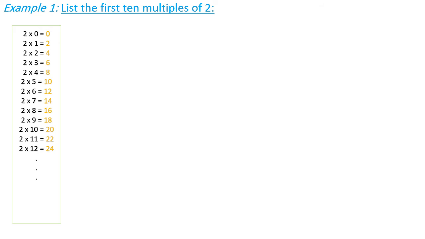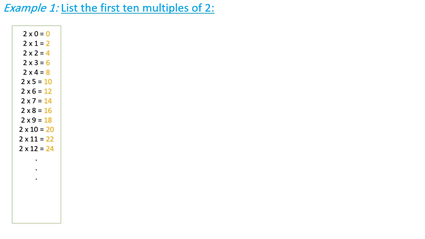The first multiple of 2 is 0. 0 is the first multiple of all numbers. 0 is the multiple of all numbers, since any number times 0 equals 0. What is the second multiple of 2? The second multiple of 2 is 2. Dear students, all numbers are multiples of themselves, and all numbers are multiples of 1, since any number times 1 equals the same number.